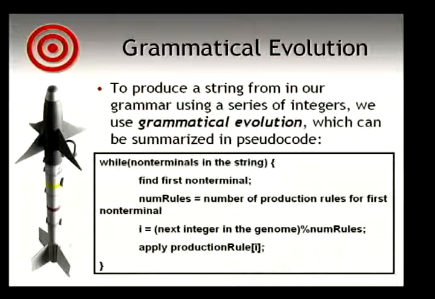So we use a process called grammatical evolution. To produce a string from our grammar using a series of integers, we use grammatical evolution, which can be summarized in the pseudocode. While there are non-terminals in the string, just like before, we don't stop until it's all terminals. We find the first non-terminal from the left in the string. We'll define num rules here just to have an abbreviation. It's the number of production rules for that first non-terminal. So if it was A in the previous slide, I think it had 2 production rules. Just a simple number, just an integer.